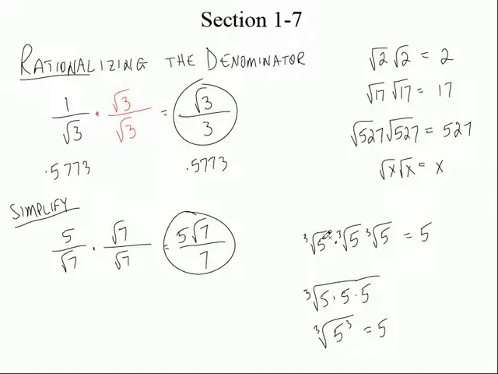So if I have a cube root in the denominator, I don't just multiply it by itself. Okay, I got to do it 3 times. Does it make sense? Let me pause for a sec. All right, let's take a look at this.